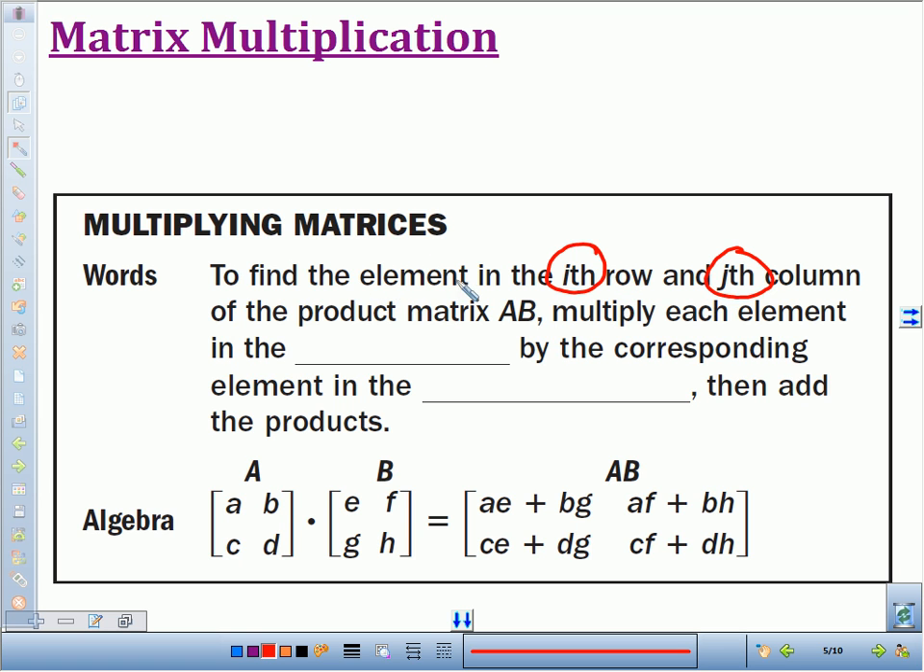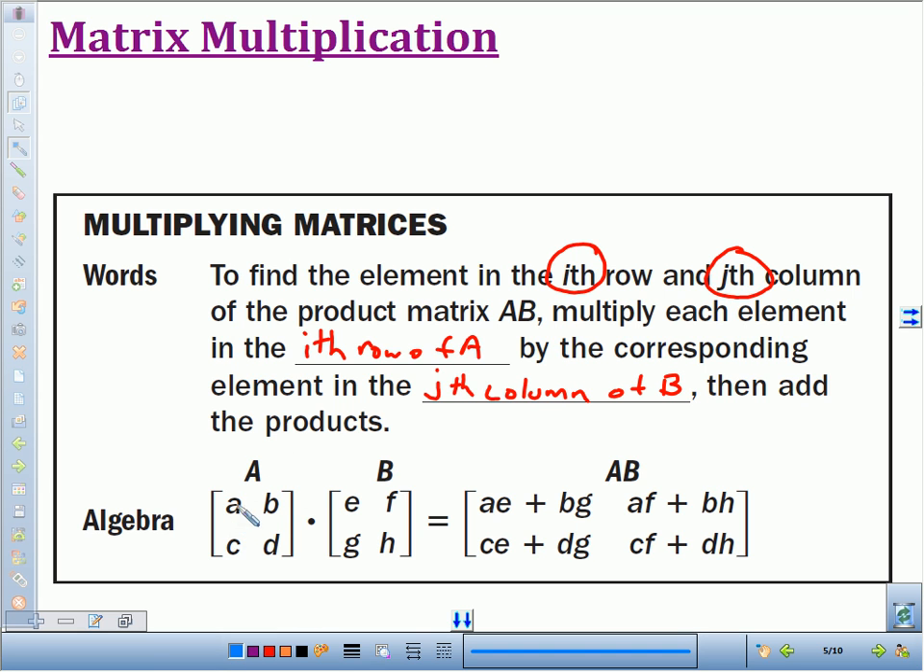So to find the element in the ith row and the jth column of a product matrix, multiply each element in the ith row of A by the corresponding element in the jth column of B. Then add the products. And we can see an illustration of that here.